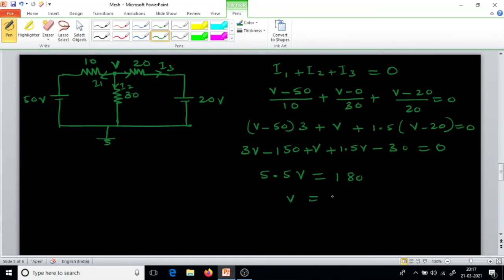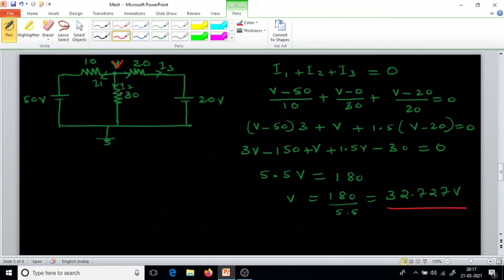So V equals 180 upon 5.5. When we divide, we get 32.727 volt. So that is V, V equal to 32.727.